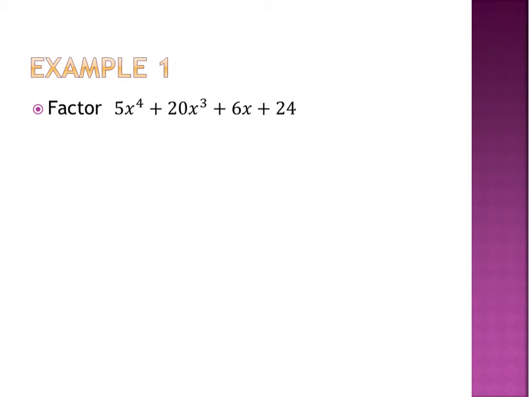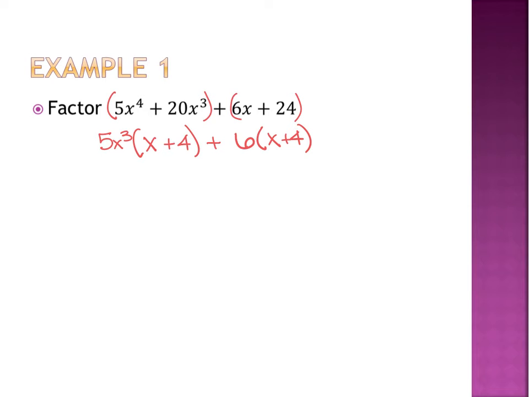For example 1, we're going to factor 5x to the fourth plus 20x cubed plus 6x plus 24. Because this is written in standard form, I'm going to try grouping the first two and the last two terms together, and then I'm going to factor out anything that those groups have in common. With 5x to the fourth and 20x cubed, I can take a 5x cubed out, and that's going to leave me with an x plus 4. I bring down my addition sign, and then with the 6x plus 24, I can factor a 6 out of both, and that's going to leave me with an x plus 4.